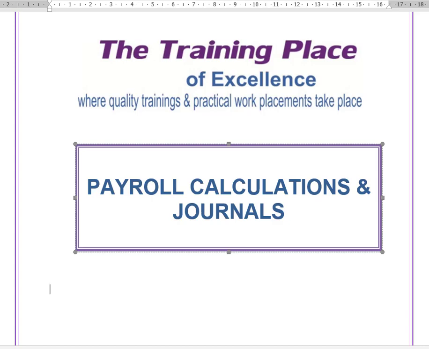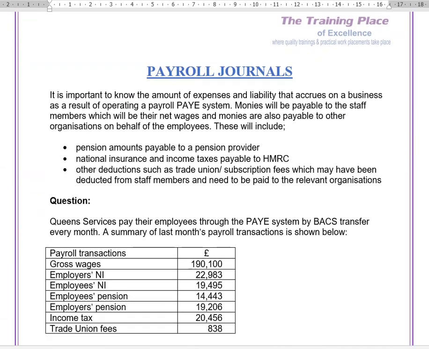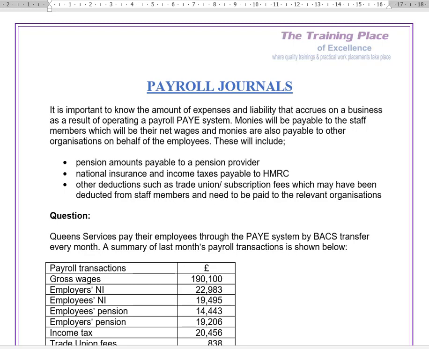Calculations and the journals that you would need to post in processing your payroll. When we talk about payroll journals, we're literally saying that there may be an organization that is running the payroll for their staff members, and if they run the payroll, obviously that will be an expense to the organization. It will also accrue liabilities.